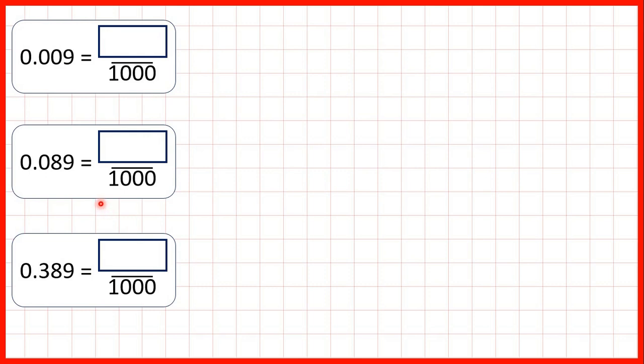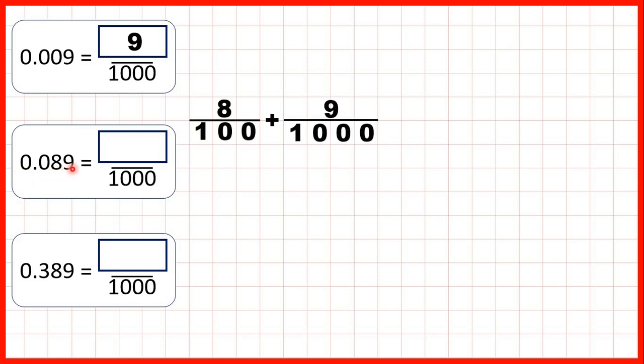Now let's take a closer look at some of these questions. We saw that 0.009 is 9 thousandths, because the third digit after the decimal point is the thousandths digit, and all of our other place values show 0. But now let's take a closer look at 0.089. So we have zeros in our ones and tenths place value columns, but we have an 8 in our hundredths and a 9 in our thousandths. But 8 hundredths is the same as 80 thousandths.